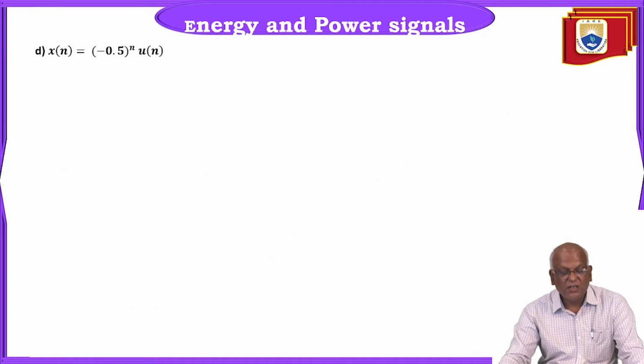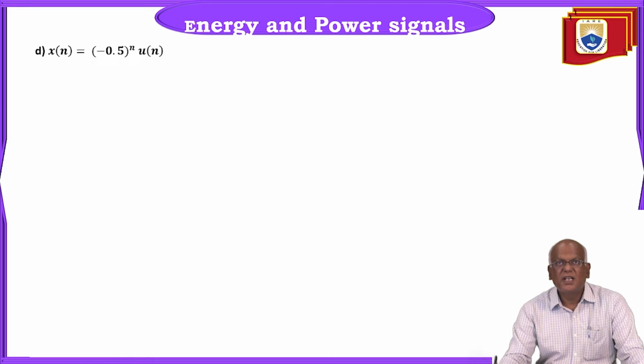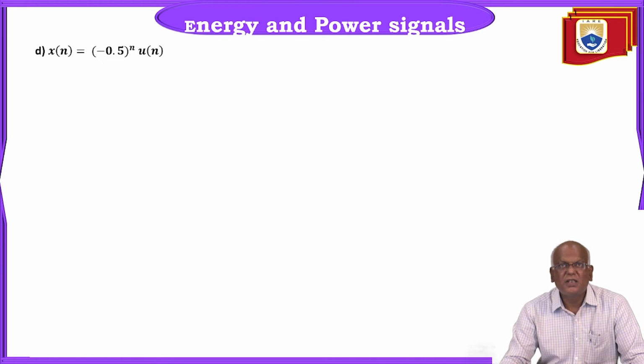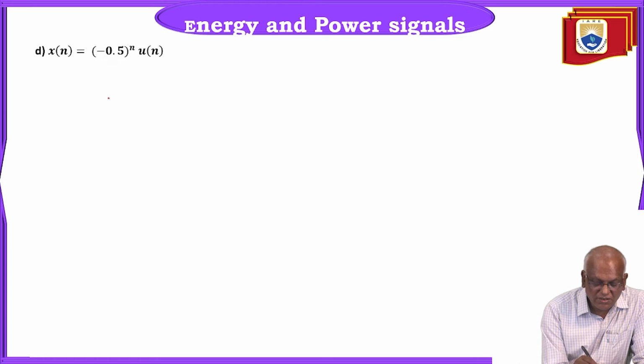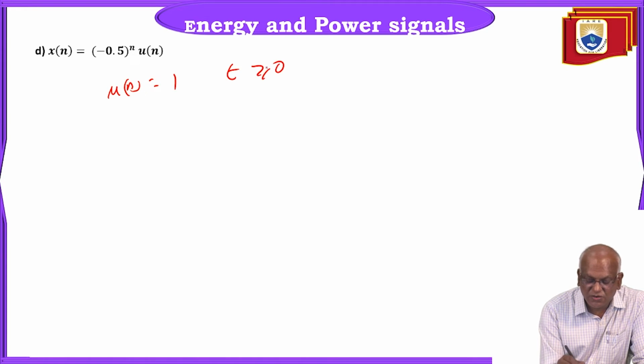Next we go for one more problem. See, x of n equals minus 0.5 whole power n times u of n, where u of n is the given signal. It is a discrete time signal. For this we are finding the energy and power of the signal. What is the energy? What is the power? You know that the u of n value can be defined as 1 for n greater than or equal to 0 and 0 for n less than 0.